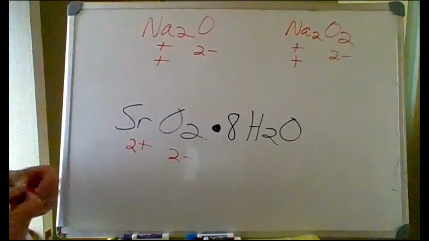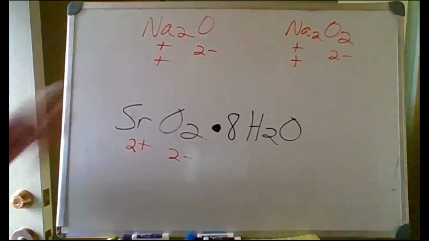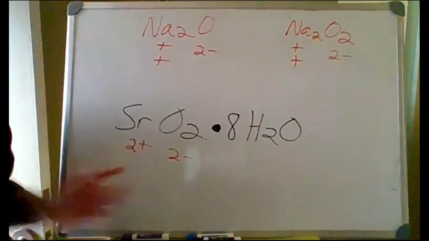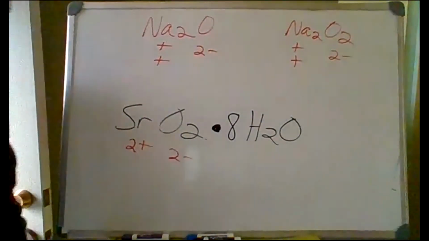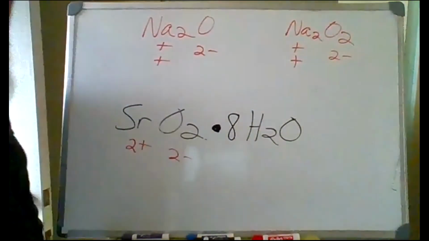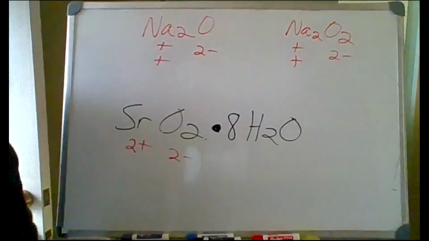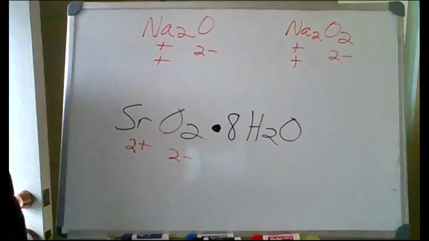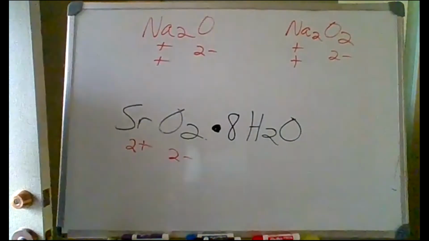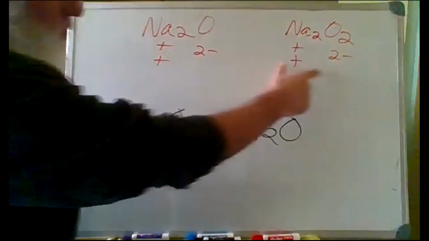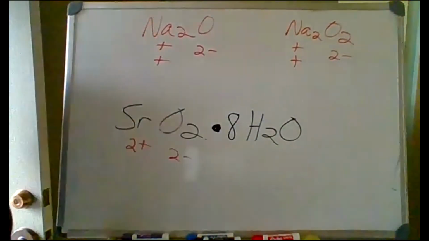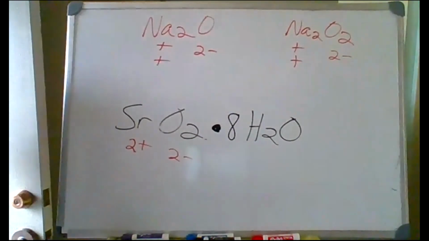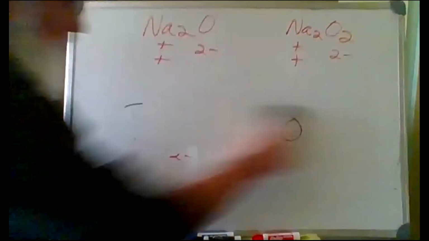You can always tell whether it's oxide or peroxide by writing the charges out and figuring out which one gives a neutral compound. Remember, all compounds must have a neutral charge. We talked about that last time. So that's the way to tell whether it's oxide or peroxide: write the charges out and figure out which one gives you a neutral compound. Okay? Any questions there? All right, let's move on.